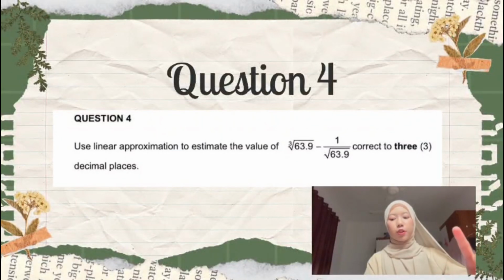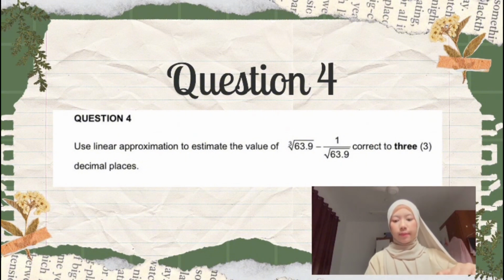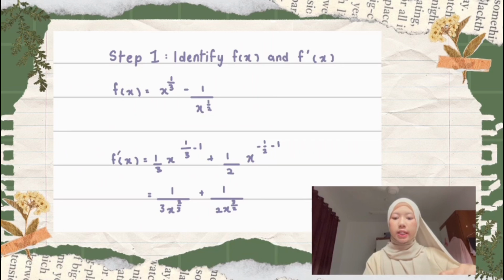Question 4. Use linear approximation to estimate the value of the cube root of 63.9 minus 1 over the square root of 63.9, correct to 3 decimal places. So, there are 5 steps to solve this question. Step 1. Identify f(x) and f prime of x. Let x equal 63.9.